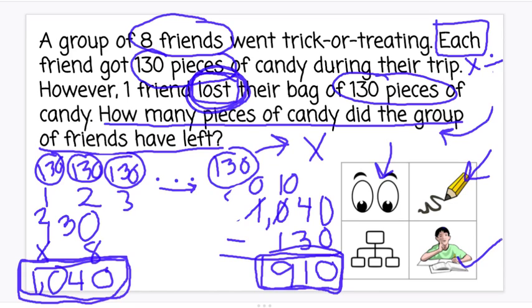Let's check for reasonableness. I'll go back to my question. How many pieces of candy did the group of friends have left? So after I subtracted the 130 pieces that they lost right here, I figured out that the group has 910 pieces of candy left. That 4-step model really helped me figure out the answer to this problem. Now it's your turn to solve some problems.